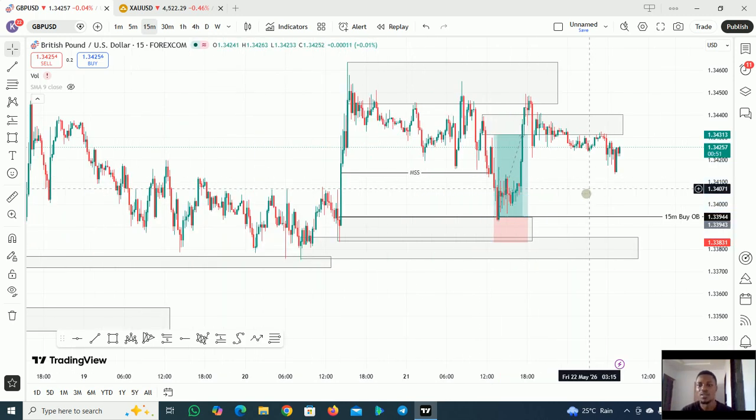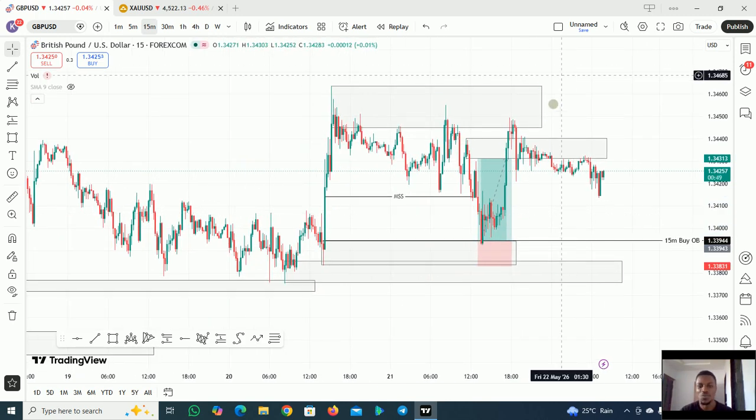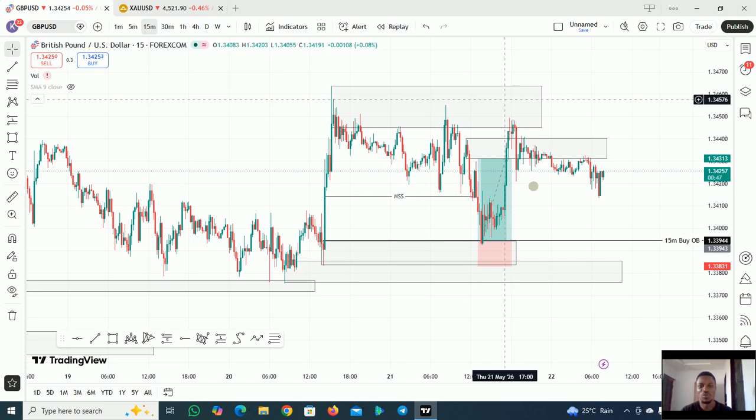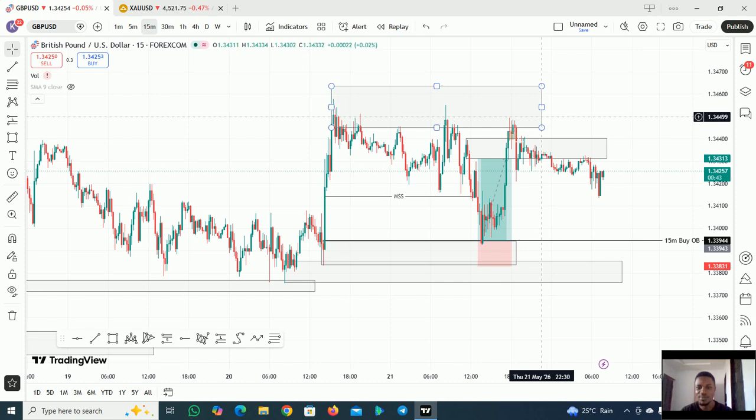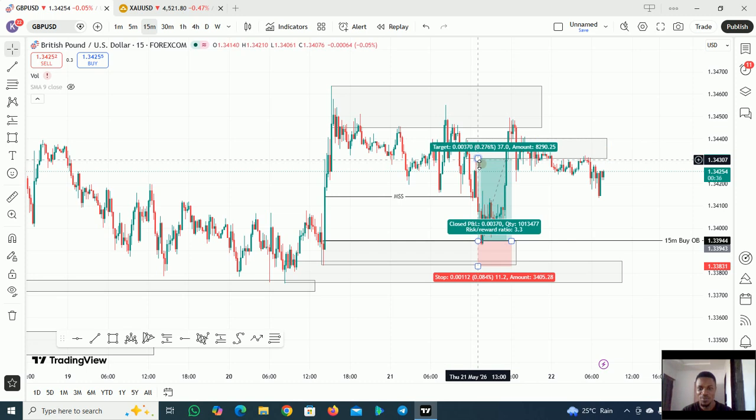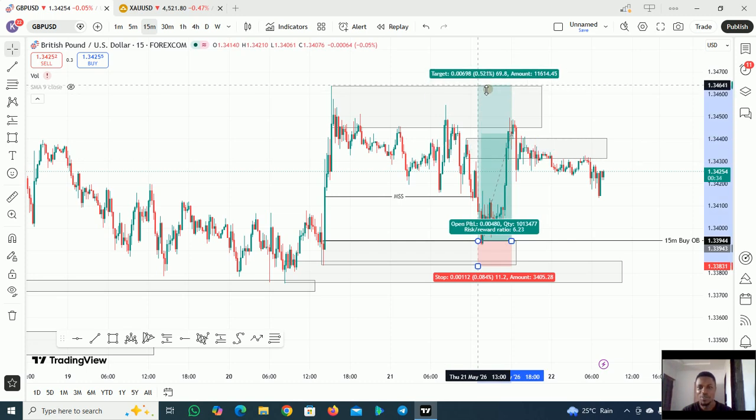There's a lot of liquidity around here too. Initially price was supposed to break through, but we already have a market structure shift on our 5 minute time frame. So that's why price is retracing from here. I was supposed to target something like this. But you know the rules: when you trade from a demand zone, trade to the next supply zone.